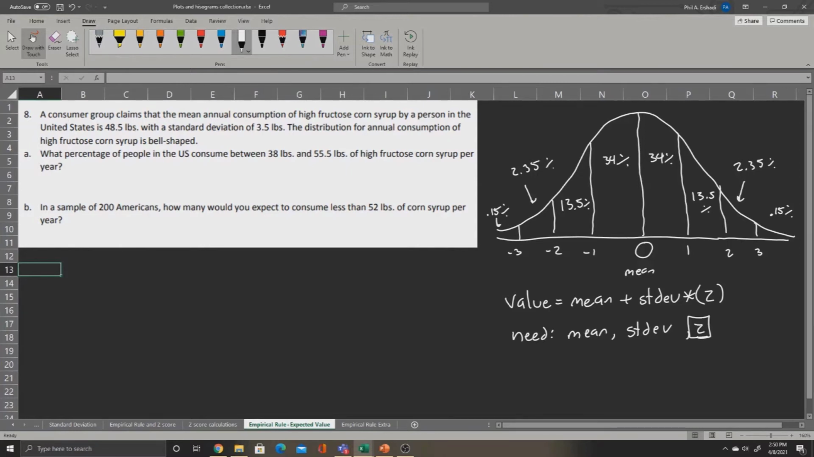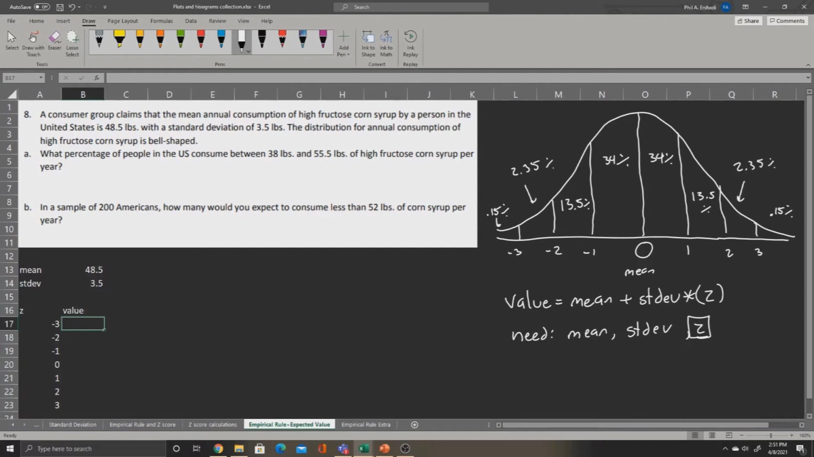Let's enter those into Excel now. Starting in A13, I'll type mean, and we'll type that the mean was 48.5. We'll also type the standard deviation, which was 3.5. Now we have a list of z's that we'll need to calculate. So I'll type all of the z's in, starting from -3. Based on the z's, we can calculate the value.